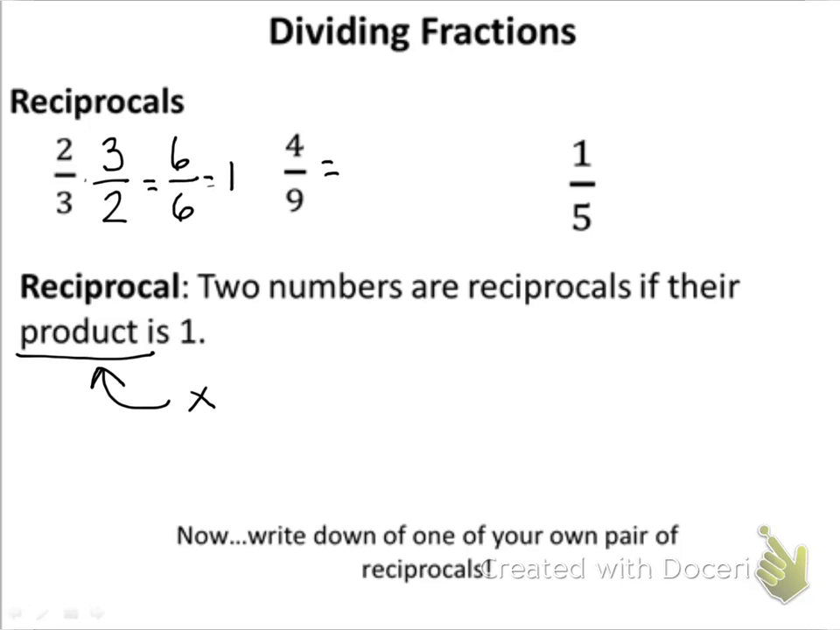Now 4/9. Its reciprocal is 9/4. Okay, hopefully you're noticing the pattern. The reciprocal of 1/5 is 5/1. The pattern is that we flip it. A reciprocal is just the numbers flipped. Now for 5/1, we're not finished with this one yet. Any number that has a denominator of 1 can also be just written as that number. So the reciprocal of 1/5 is actually 5.